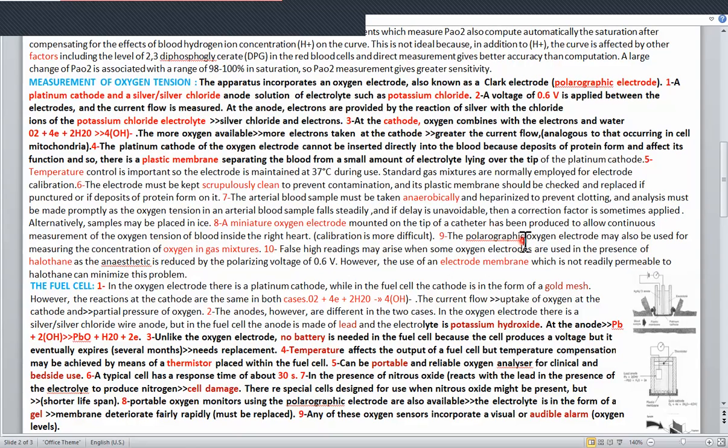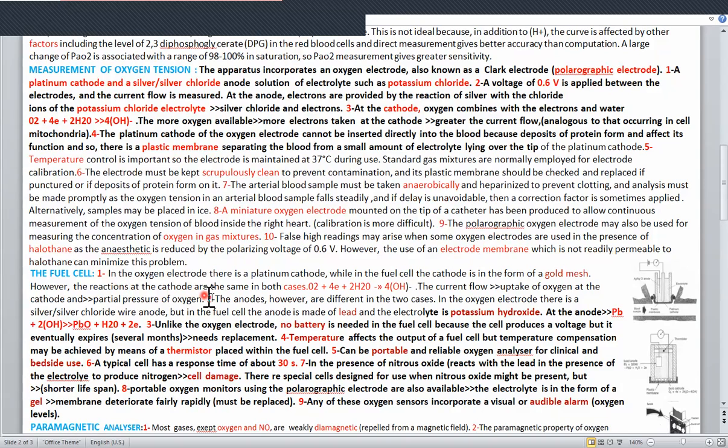Of course, as with the mass spectrometer, the polarographic oxygen electrode can measure the concentration of oxygen in a gas mixture. Of course, false results may occur in the presence of anesthetics such as halothane, because they are reduced in the presence of 0.6 volt. However, the electrode membranes are not permeable to halothane, so they can be used in the operative theater.